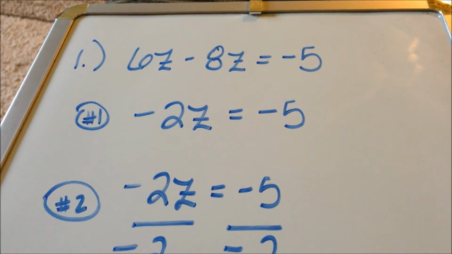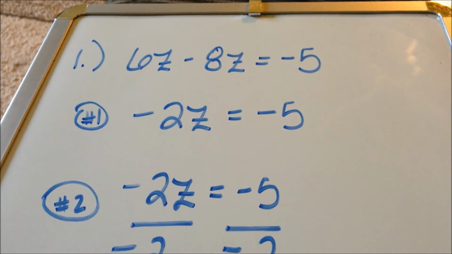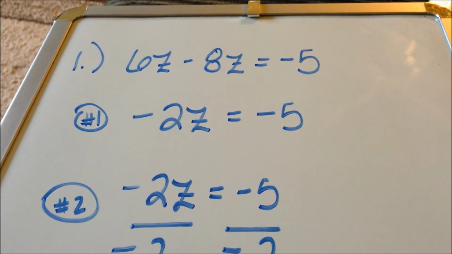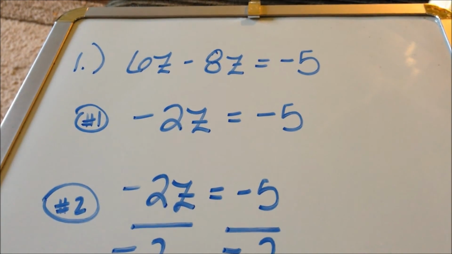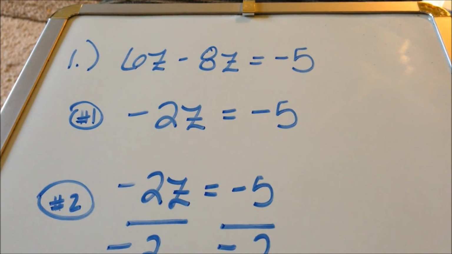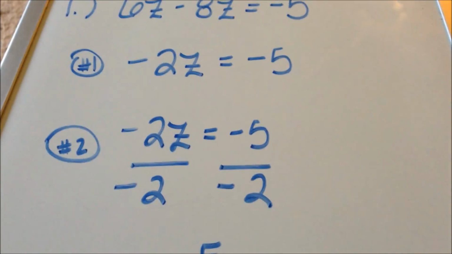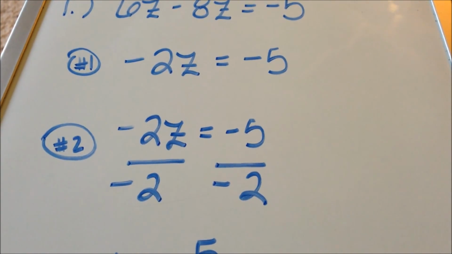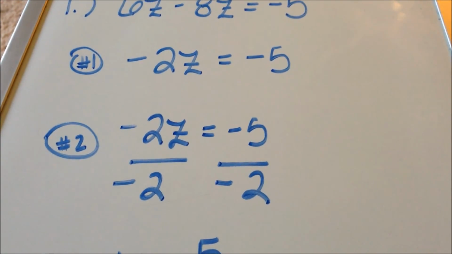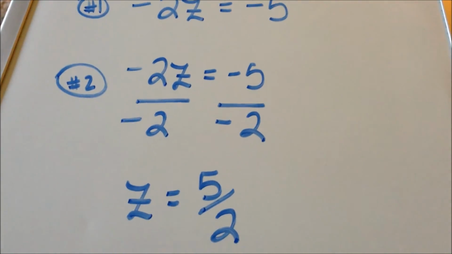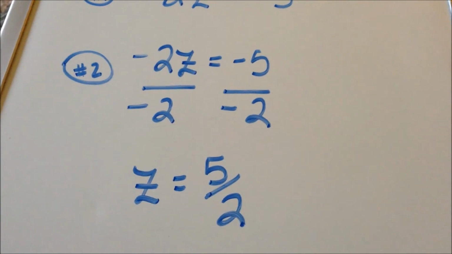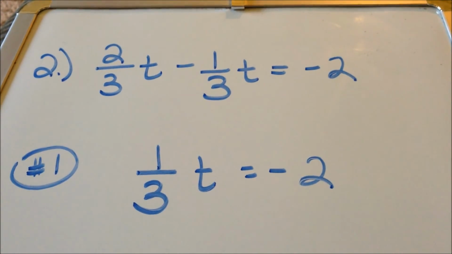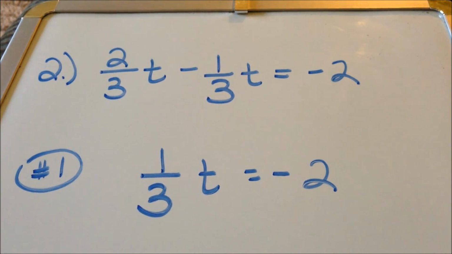6z minus 8z equals negative 5. Step 1 is to combine the like terms. We have 6z minus 8z on the left-hand side of the equal sign. That gives us negative 2z. Now we have negative 2z equals negative 5. The second step is to get the z by itself by dividing both sides of the equal sign by negative 2. Now we have z equals negative 5 over negative 2, or positive 5/2. That's our final answer.